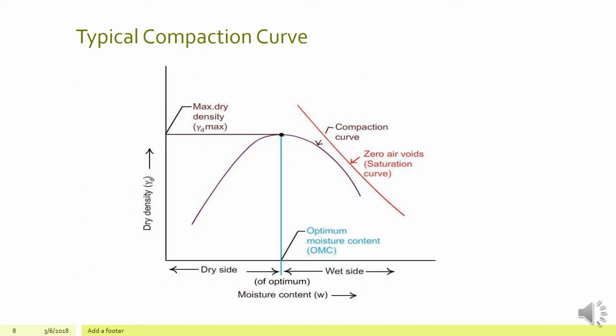And here's a typical compaction curve. So we have our dry density on the y-axis. We have our moisture content on the x-axis. We have the dry side and the wet side. We're looking for the optimum moisture content. We get the maximum dry density at the top. And we have our zero air void line here that we want to keep everything to one side of.